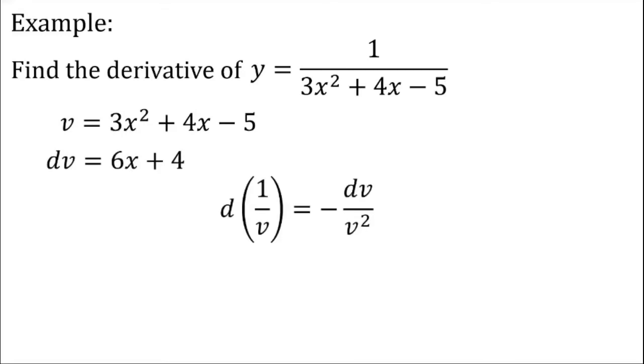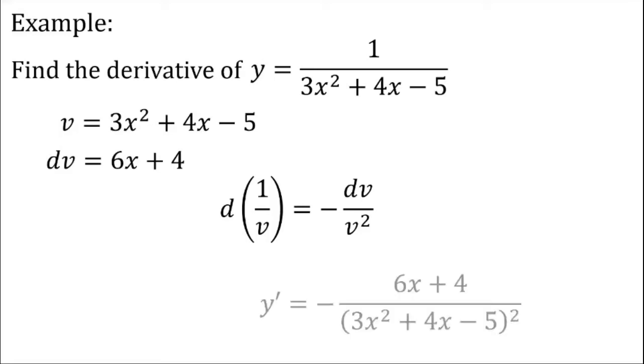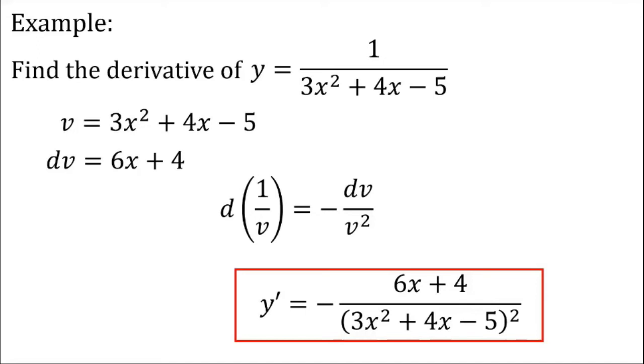So let us use our rule. The derivative of 1 over b is equal to negative db over b squared. So y prime is equal to negative 6x plus 4 all over 3x squared plus 4x minus 5 squared. So as you can see, negative of db, that's our numerator, and our denominator is b squared.